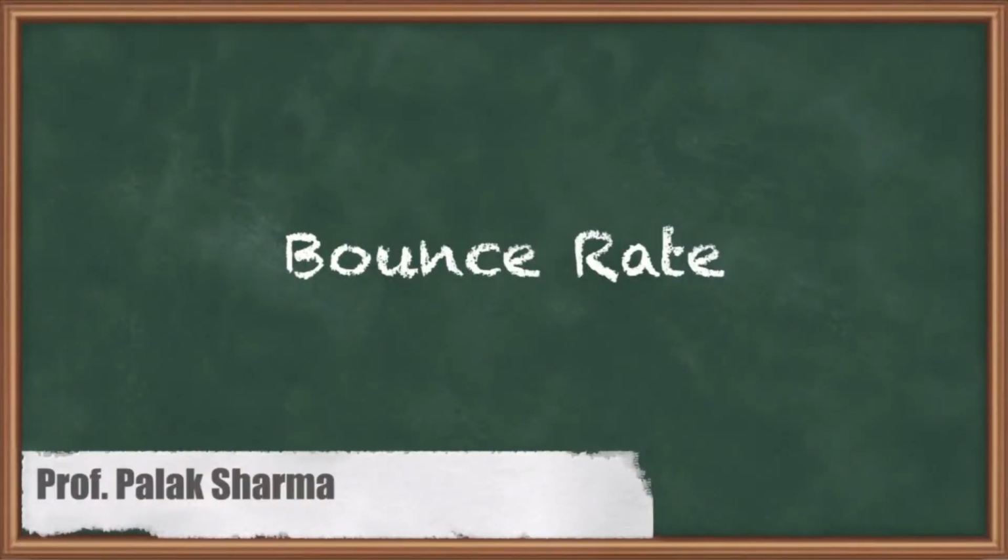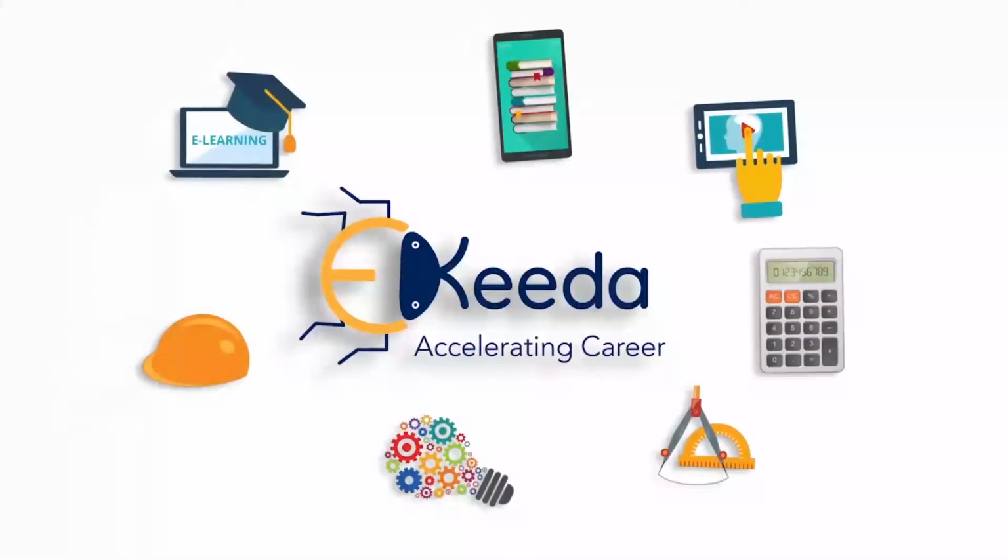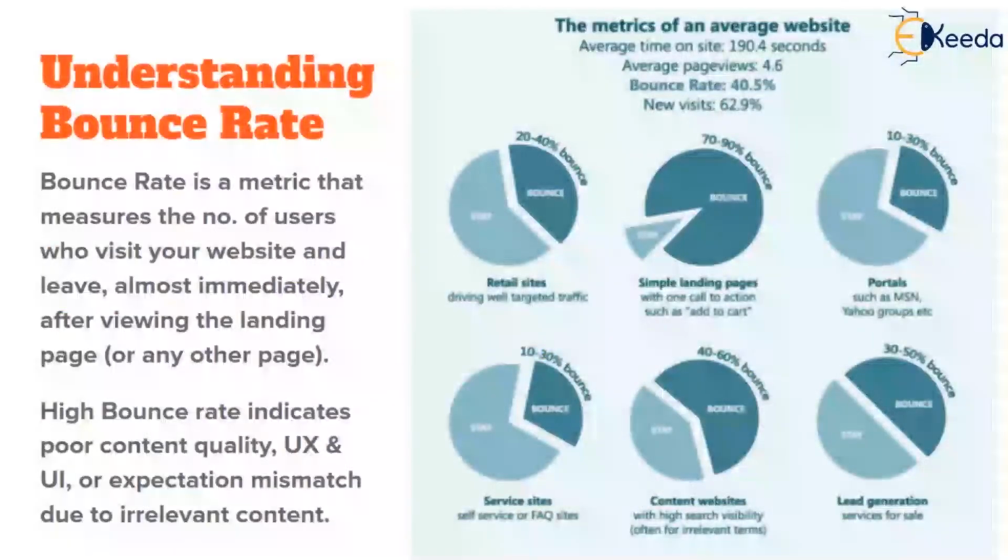In this video on measuring content marketing performance, we are going to talk about bounce rate. Bounce rate is yet another key performance indicator, a measurement metric which is used for tracking the number of users who visit your website and leave almost immediately after viewing the landing page or any other page which they were organically directed to. So, this becomes a metric that can indicate whether your content quality is good or not.